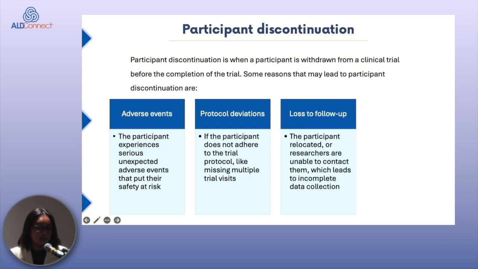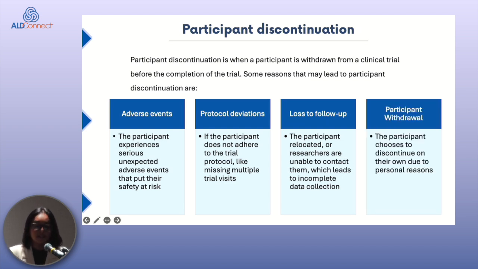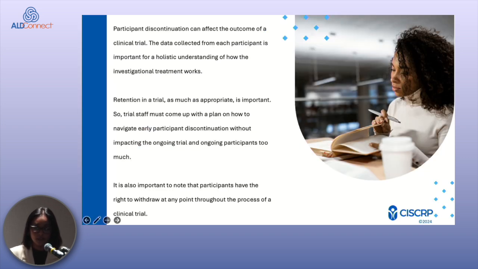And then loss to follow-up. So if the participant can't be located or if the researchers can't contact them, which leads to incomplete data collection. And then lastly, like I mentioned, participant withdrawal. So the participant can choose to withdraw themselves due to their own personal reasons. So participant discontinuation can affect the outcome of a clinical trial. The data collected from each participant is important for a holistic understanding of how the investigational treatment works.